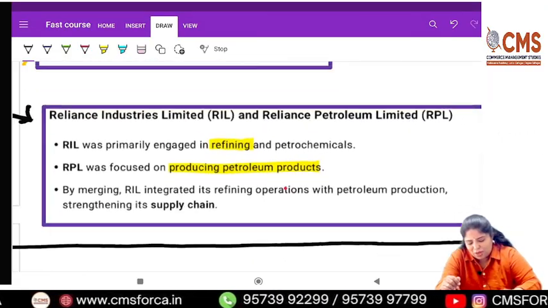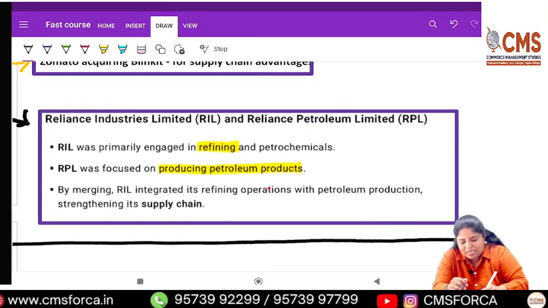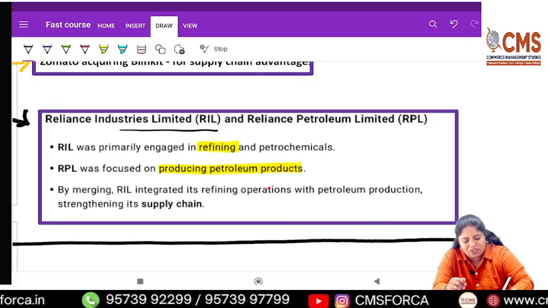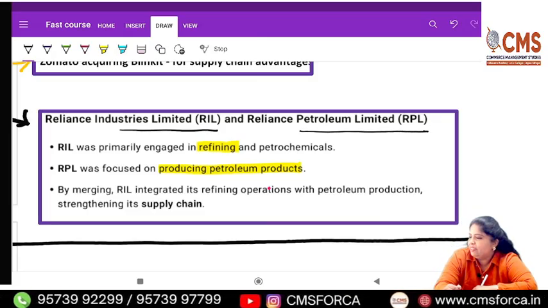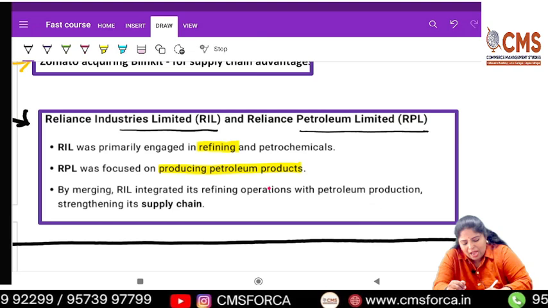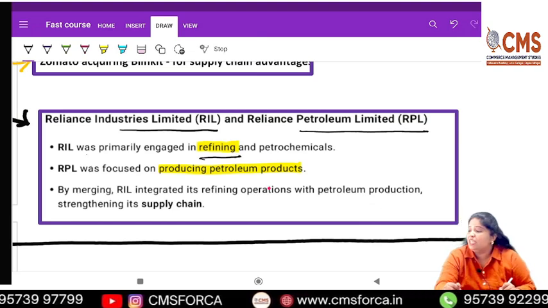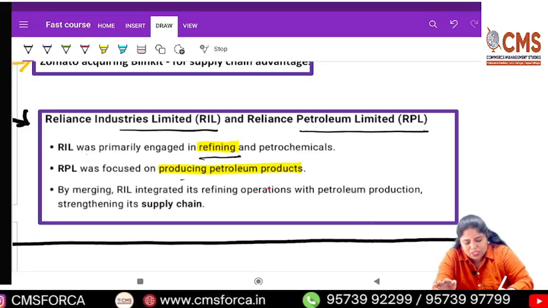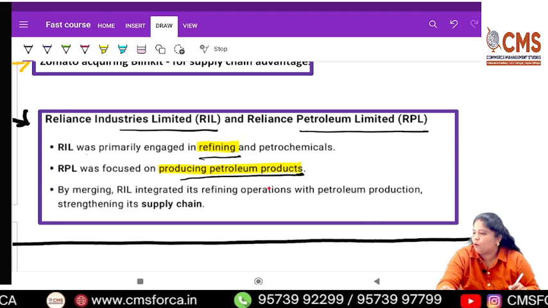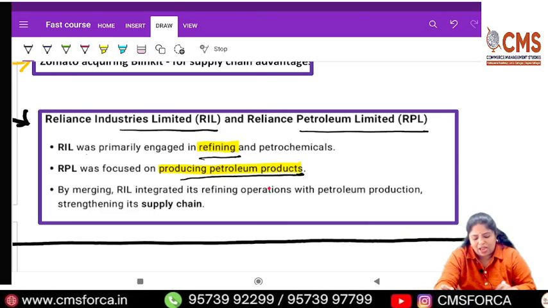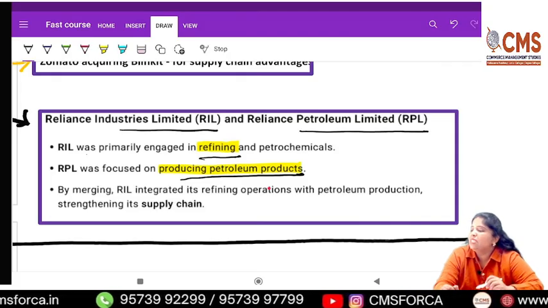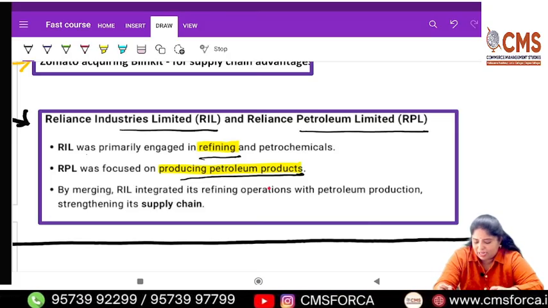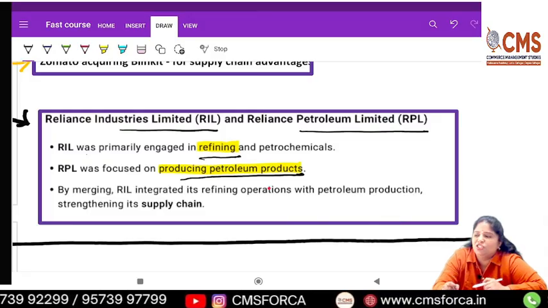Now I have one more here. Reliance Industries, RIL, and Reliance Petroleum Limited. Now, RIL was primarily engaged in refining petrochemicals. RPL was focused on producing petroleum products. By merging RIL with RPL, the supply chain has been strengthened. Now, which merger does this come under?